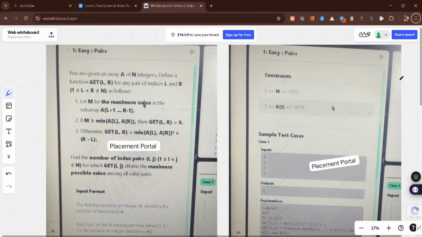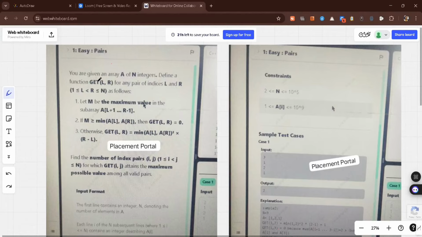So the question is pairs. In the question itself, it is saying pairs. Pairs means there will be two elements. The combination of two elements is called pairs, right? So in the question itself, it is saying that it is pairs. So let's discuss the question. First, we'll read the question.